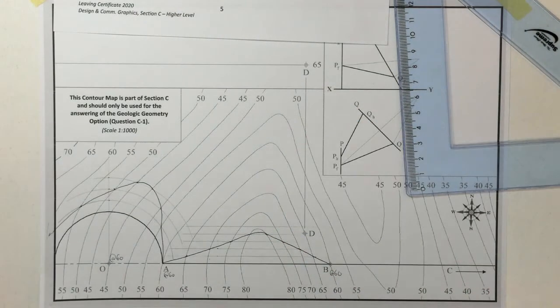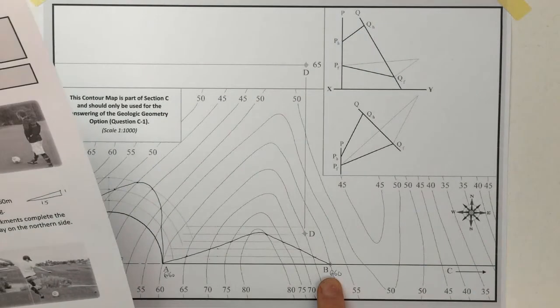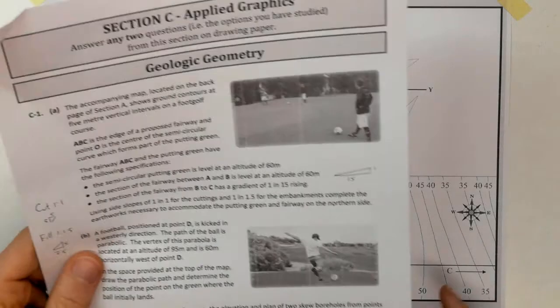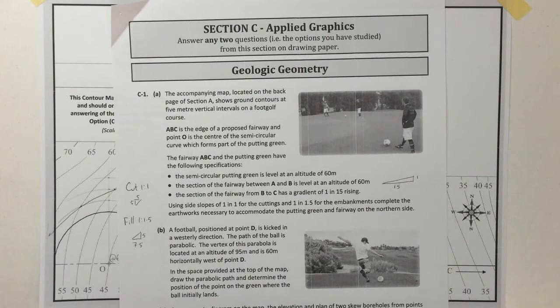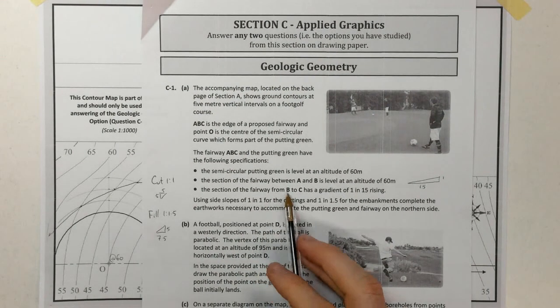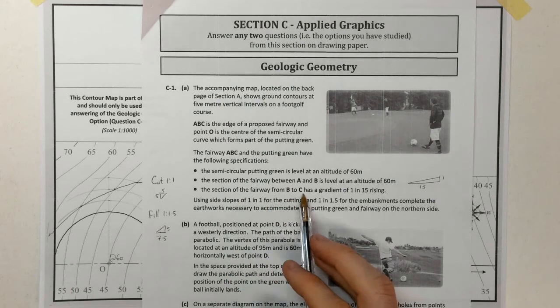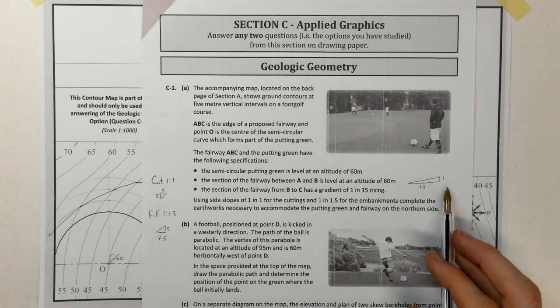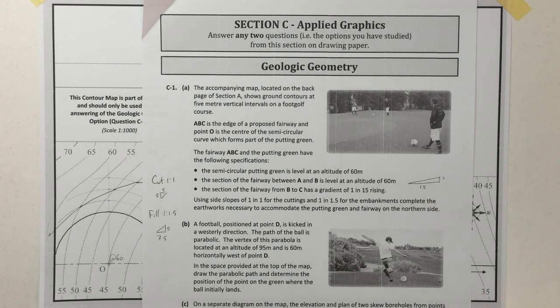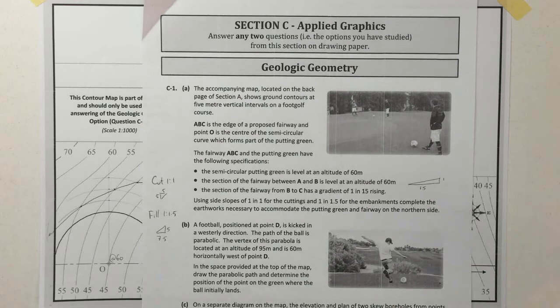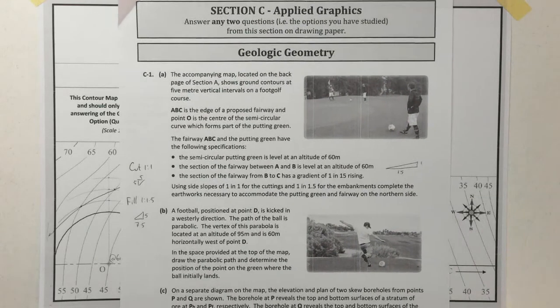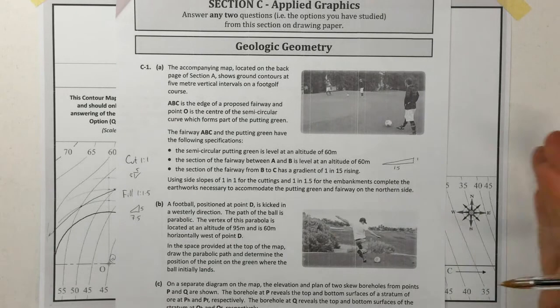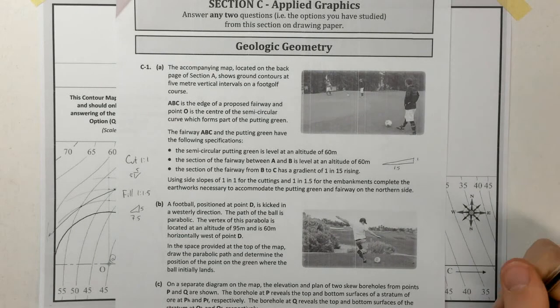Okay, so pretty straightforward so far. Now we're going from B to C. Okay, they don't tell us the height of C, but they do tell us that B to C has a gradient of 1 to 15 rising. Okay, so 1 to 15 rising. So for every 15 metres that I travel out, I go up 1 metre.